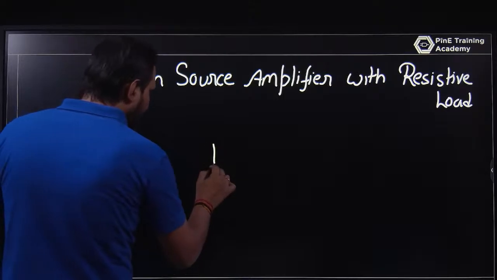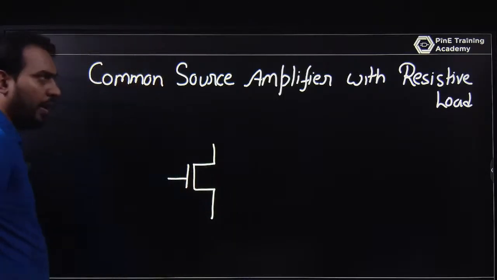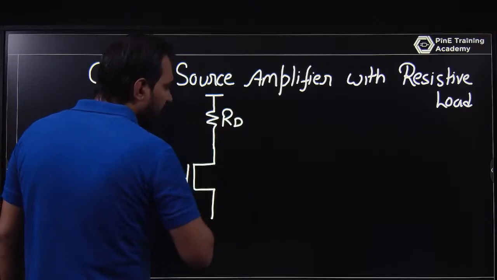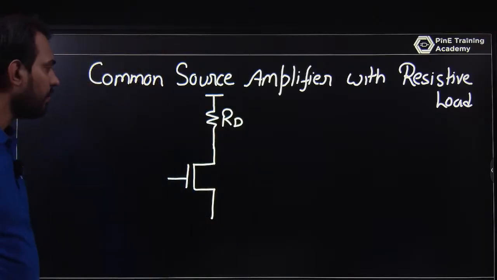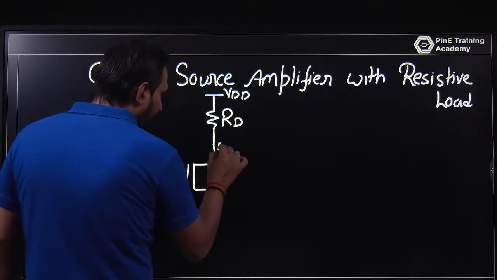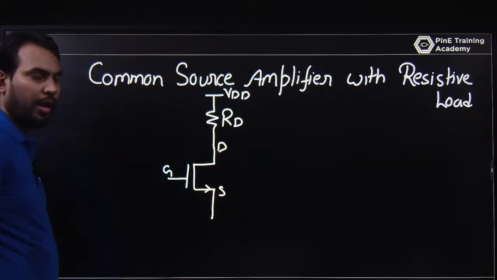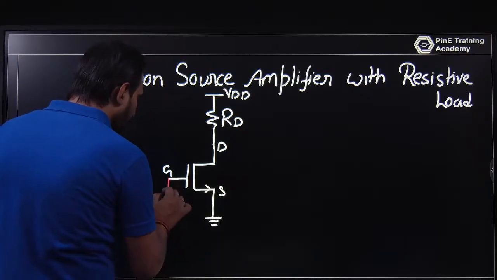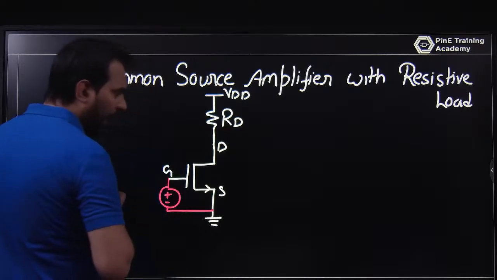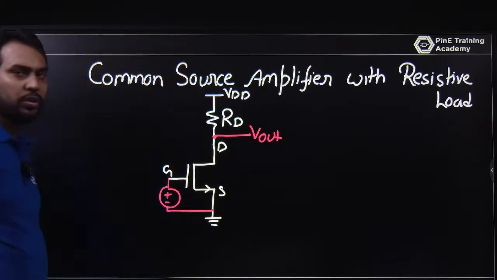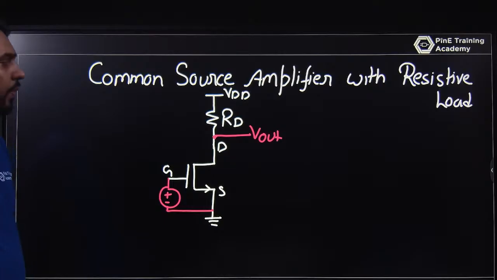So I have a MOSFET and I am using a resistance as the load, that is RD, the drain resistance. Here you have a VDD, a gate here, a drain here, and a source here, and this source is grounded. So I am applying a gate to source voltage like this, and I am trying to determine the output voltage at the drain with respect to the source node, which is grounded. Okay, so this is your common source amplifier with a resistive load.